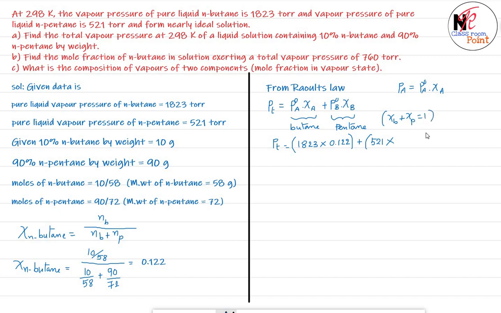Here we can calculate it, because the mole fraction of butane plus the mole fraction of pentane is always equal to 1, meaning the sum of the mole fractions equals 1. The mole fraction of butane we calculated as 0.122, so the mole fraction of pentane becomes 1 minus that value. Finally we get 0.878. This we shall substitute over here. By doing all these calculations, we got 679.84 torr.